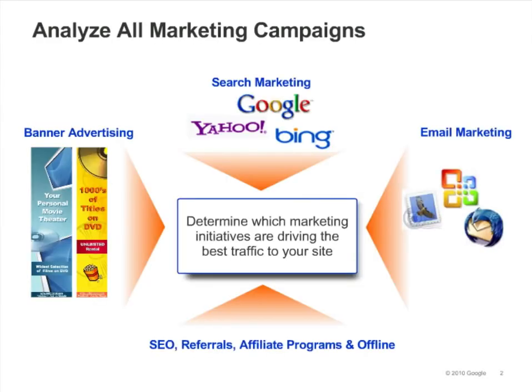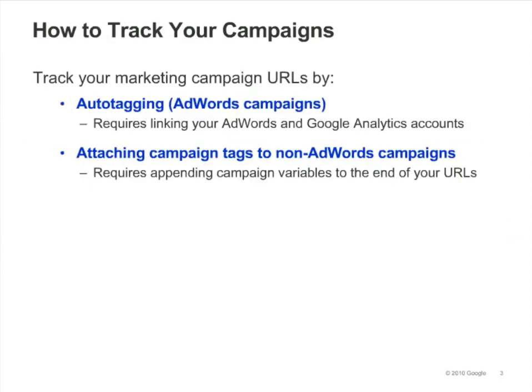Google Analytics allows you to track and analyze all of your marketing campaigns, including paid search campaigns, banner ads, emails, and other programs. There are two ways to track ad campaigns. For AdWords campaigns, you should enable keyword auto-tagging. This allows Google Analytics to automatically populate your reports with detailed AdWords campaign information. In order to enable auto-tagging, you'll need to link your AdWords and Google Analytics accounts. We'll look at this in more detail in the next slide.